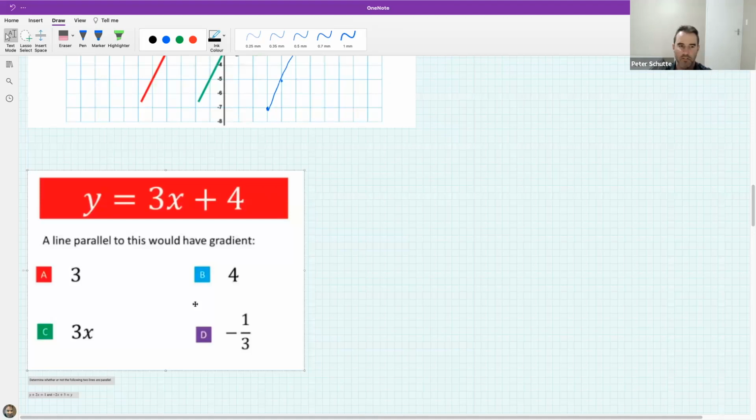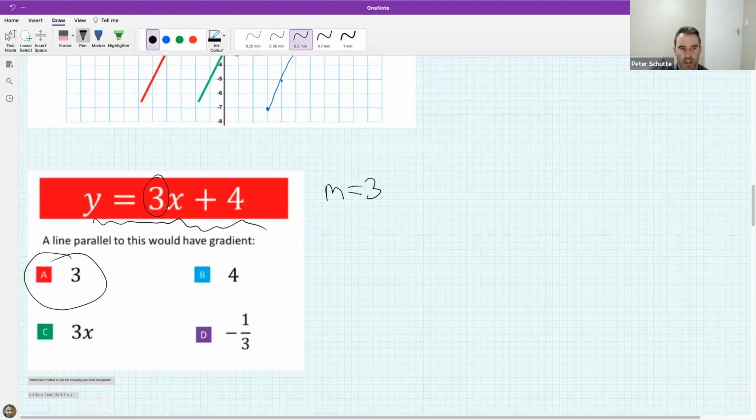Okay, nice answers coming through there. There's a couple of A's and a couple of C's, which is good. Because this is in standard form, we can just grab the gradient straight from the straight line, and m would be 3. And so the correct answer would be A.